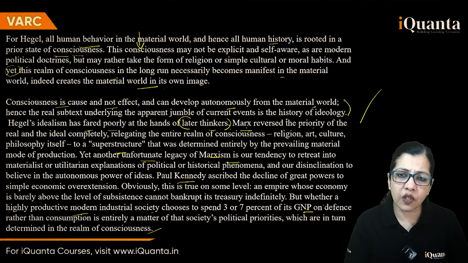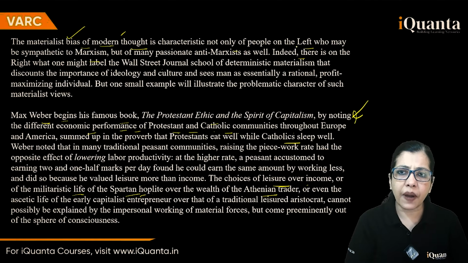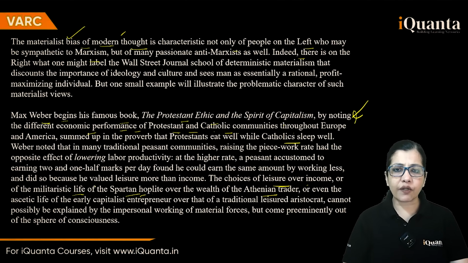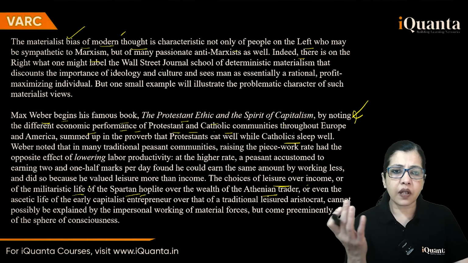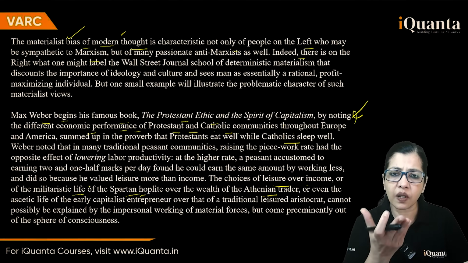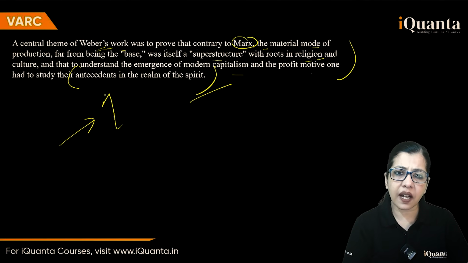Then the author explains consciousness, and then later thinkers Marx, Paul Kennedy, GNP, materialist bias, left and right and anti-Marxist, and then the penultimate paragraph talks about Protestants and Catholics and the spirit of capitalism and Weber's book. So if there is a question, what can we infer about Weber's ideology? We'll come back to this and read. Then the central theme, we understand the conclusion.